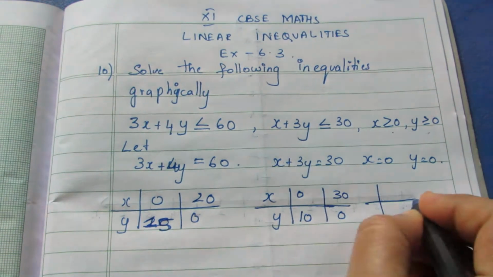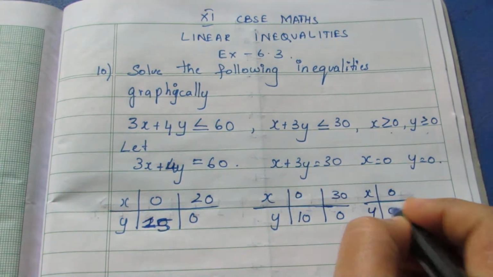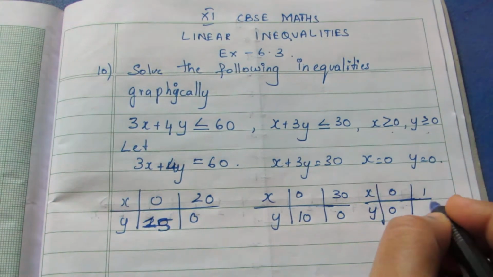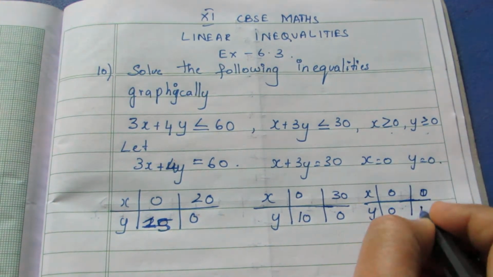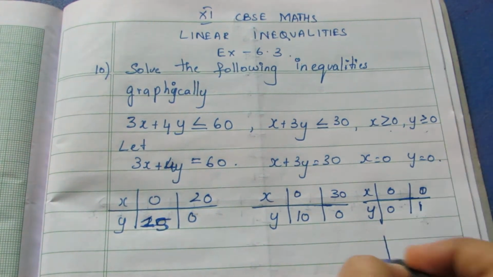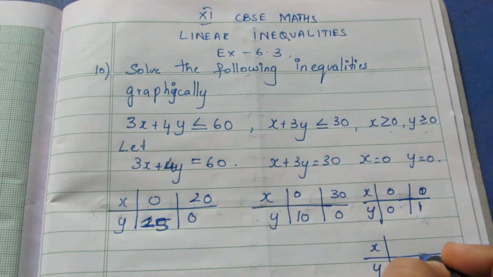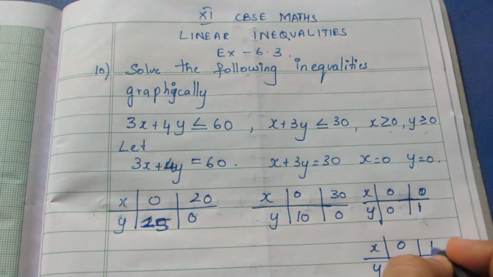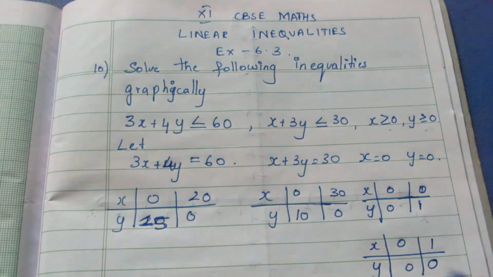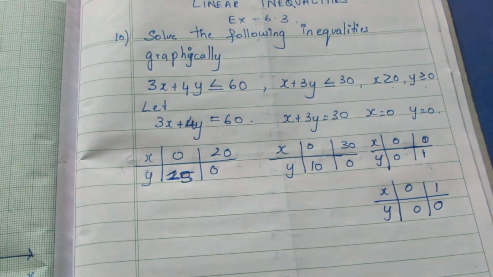The same way for x and y, if x is 0, y can be any number. Y can be any number, my x will be equal to 0. Same way for the fourth equation, y is equal to 0. So if you substitute any value of x, y will be equal to 0. Now let us plot in the graph.